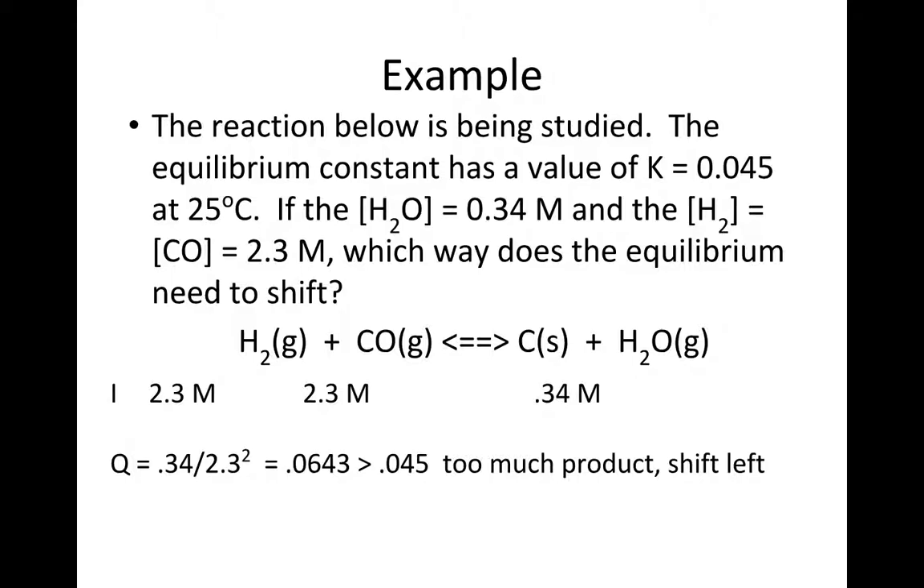So to evaluate my Q, I take my product, water, over my reactants, which are H2 and CO, so 2.3 times 2.3, or 2.3 squared, and I get 0.0643. 0.0643 is greater than 0.045. So it's telling me the top of my ratio is too big and the bottom of my ratio is too small. So to correct and get back to equilibrium, I will need to use up some chemical on the right side and make the top smaller and move it over to the left side and make more reactant. Too much product. So we would say we need to shift left. We need to move the reaction in the leftward direction until we reach equilibrium.